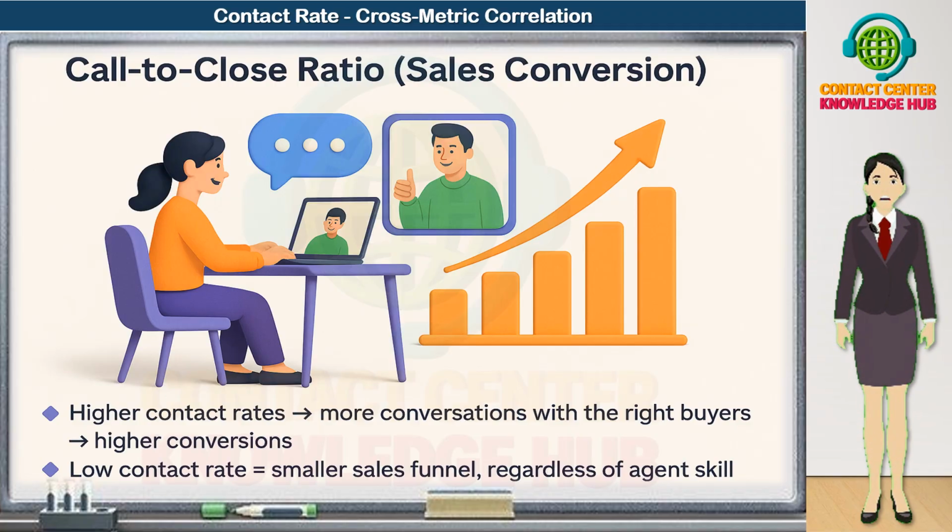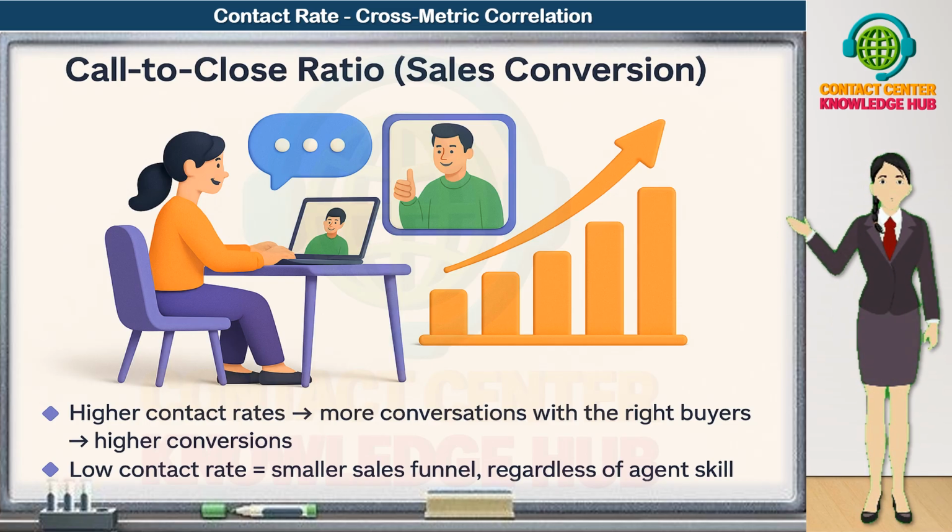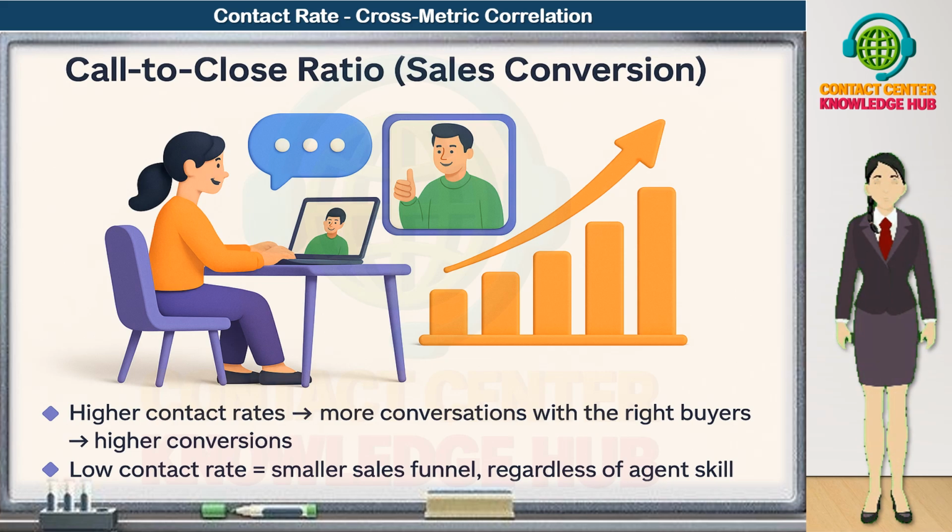Next, let's look at the correlation between contact rate and the call-to-close ratio, also known as sales conversion. In sales operations, every deal begins with a conversation, and that's where contact rate plays a vital role. A higher contact rate means your agents are connecting with more customers, creating more opportunities to pitch, persuade, and close. As a result, conversion rates and overall revenue naturally rise.